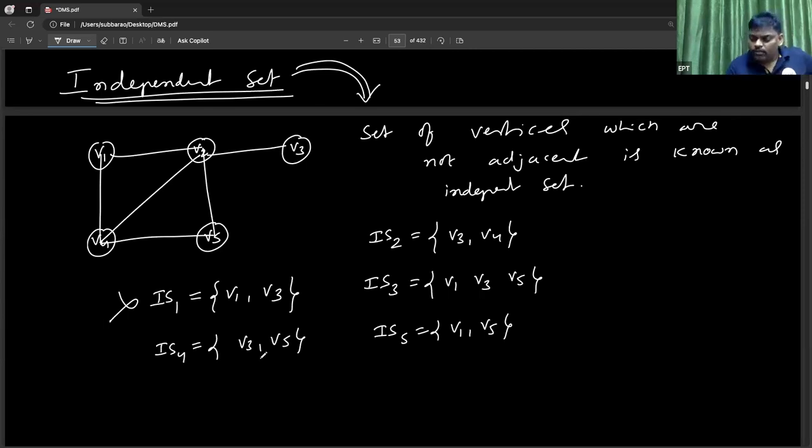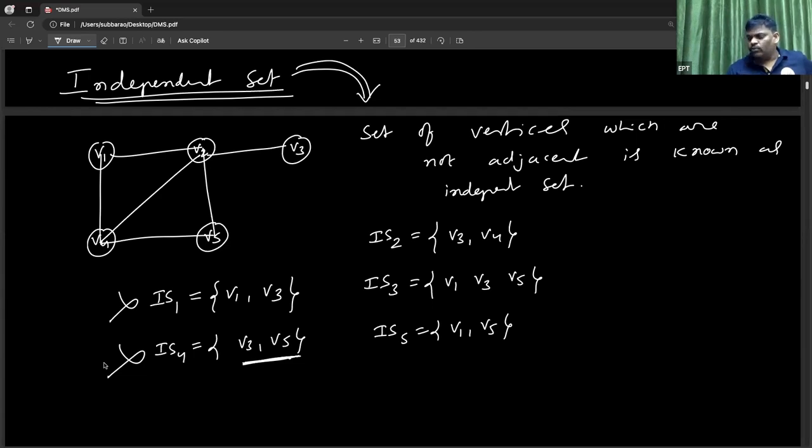Right, next one. Independent set 4 has V3 and V5. Can I add one more without violating the independent set property? I think I can add V1, right? V3, V5, and V1 is still an independent set. So it is also not a maximal independent set.